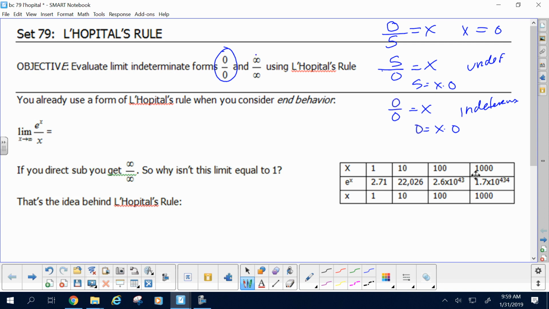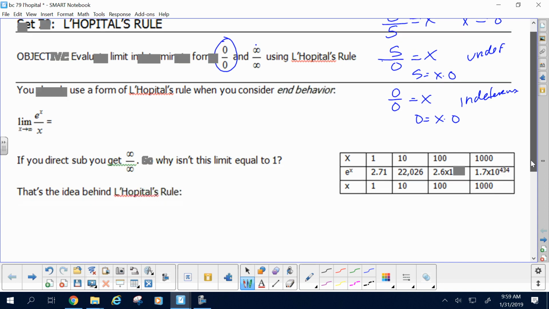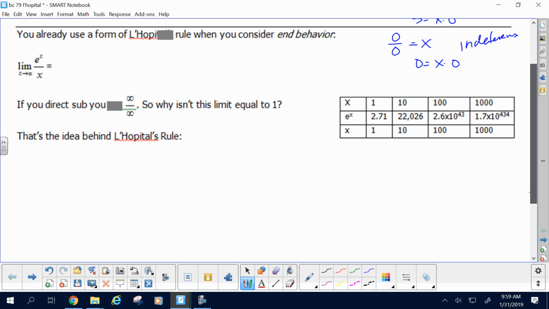Infinity over infinity is also an indeterminate form. That's the idea of the day. When you get a limit where both are getting small to 0 or both are getting to infinity, what does it equal? I can tell you it is not necessarily 0. It's indeterminate. Now, whether you know it or not, you've been using L'Hopital quite a bit. Anytime you use end behavior.